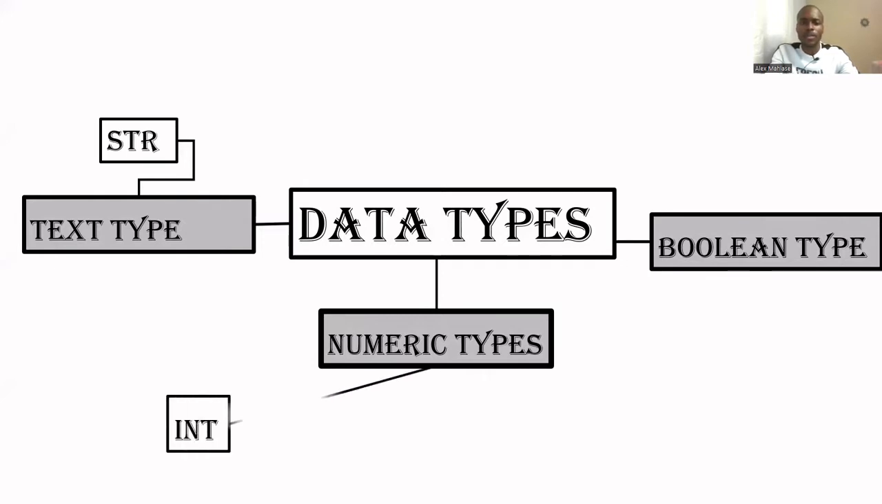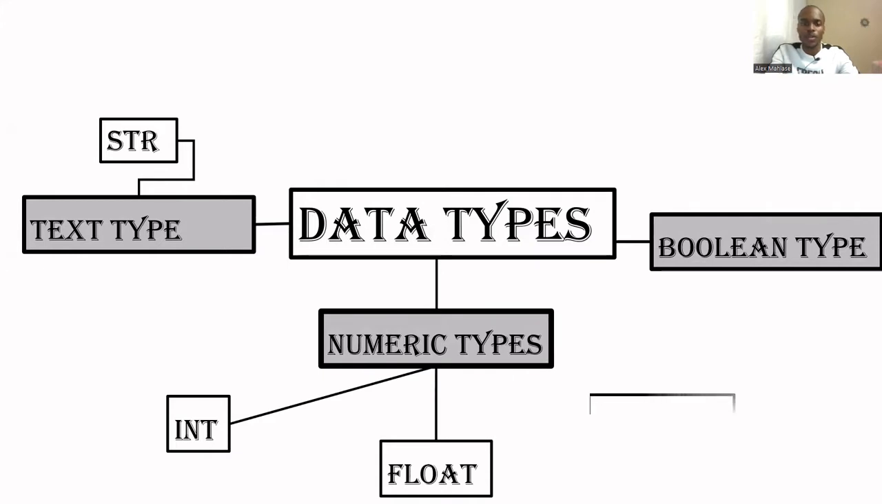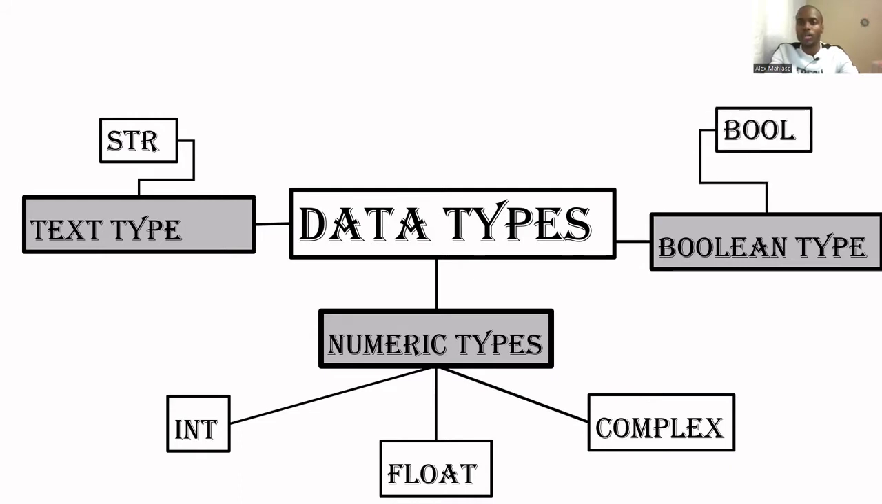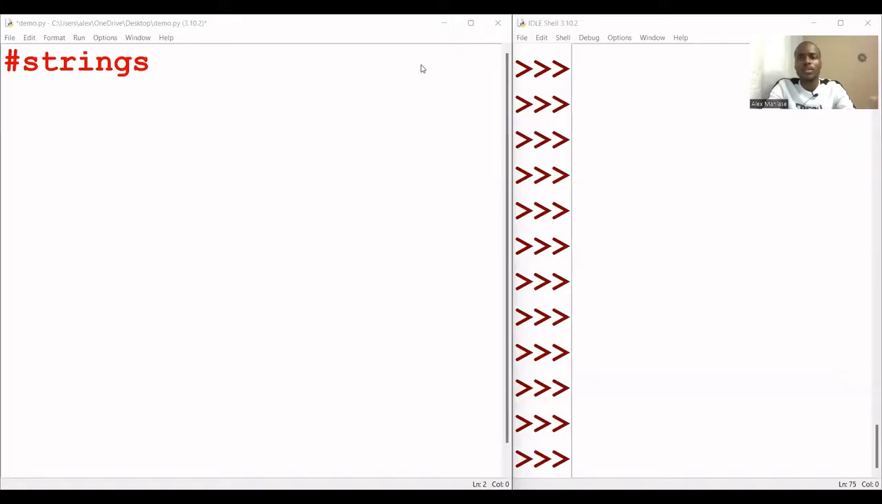Under the numeric type, we will look at three of them. The first one is the integer. The second one is the float. The third one is complex numbers. For the Boolean type, we look at bool, which is bool in Python. So these are the data types we will look at in this video.